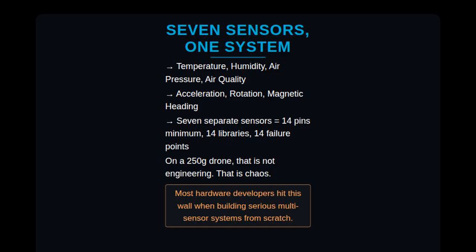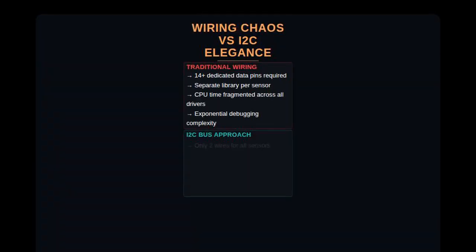So today, we're going to solve that problem by understanding one of the most elegant communication protocols in embedded electronics, I2C. And then we're going to look at how 7 professional-grade sensors can share a single communication line without ever stepping on each other's data. Let's start from the beginning.